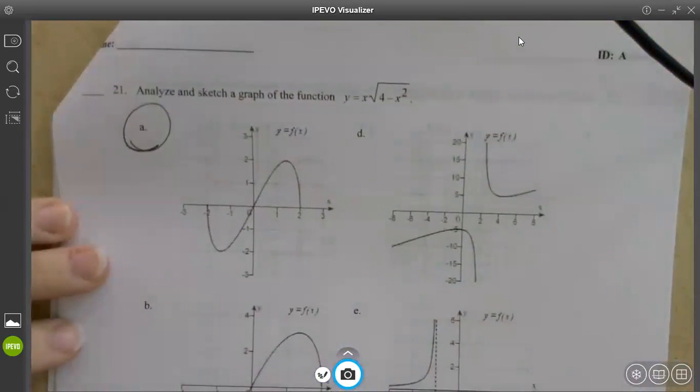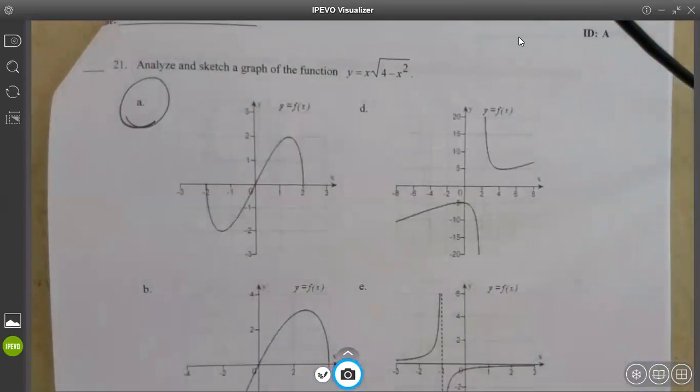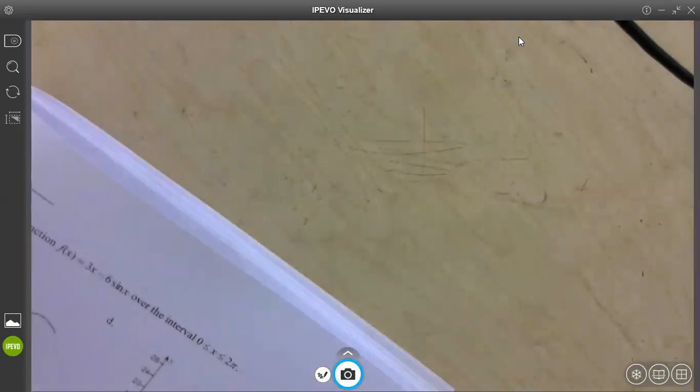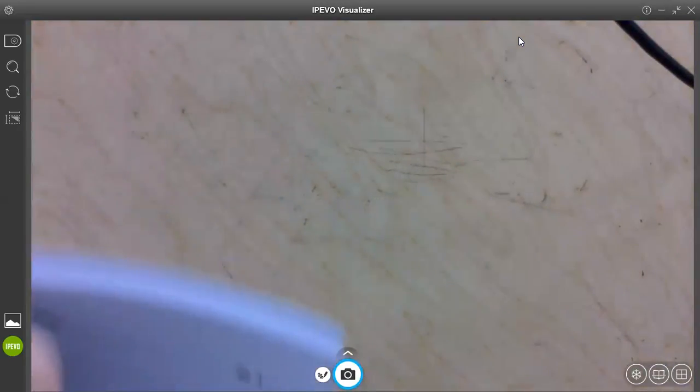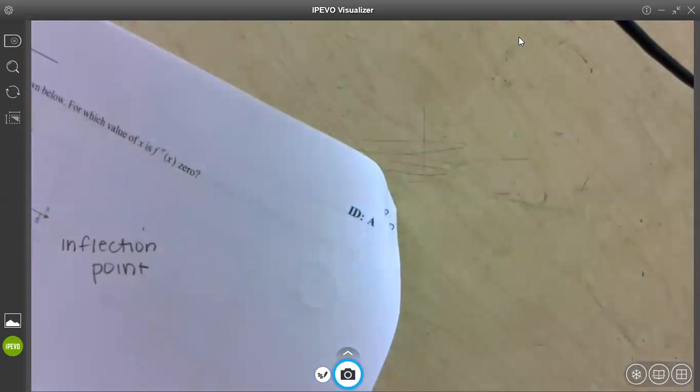I want you to look at 21 for a minute. We know that A is our answer. Where's our point of inflection? Our point of inflection is at 0. So you guys know where it's at. Everybody understand? Everybody good? All right. We did 22, we did 23, we did 24, and we did 25. Any questions on this review?